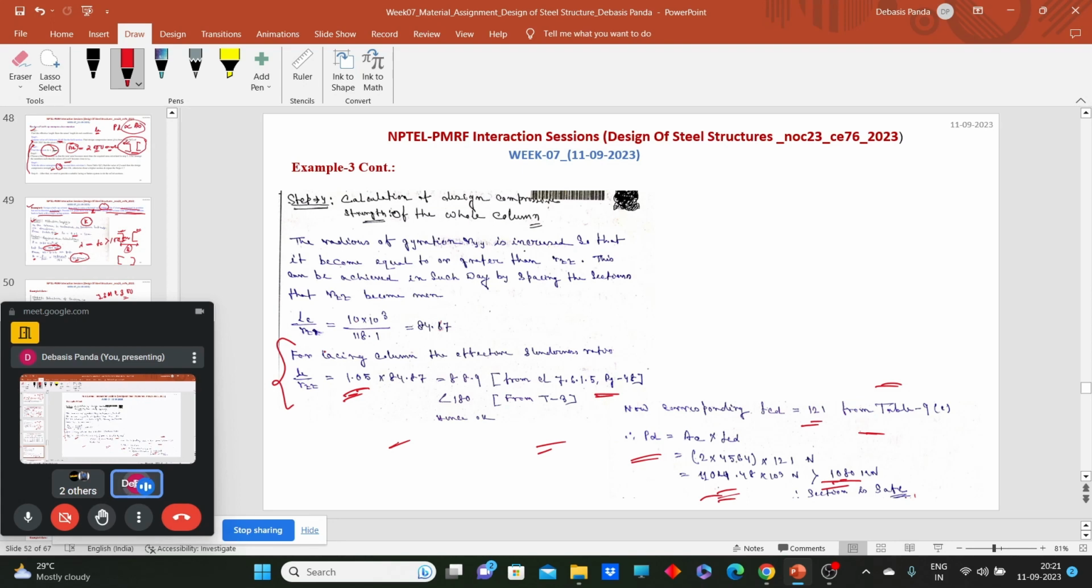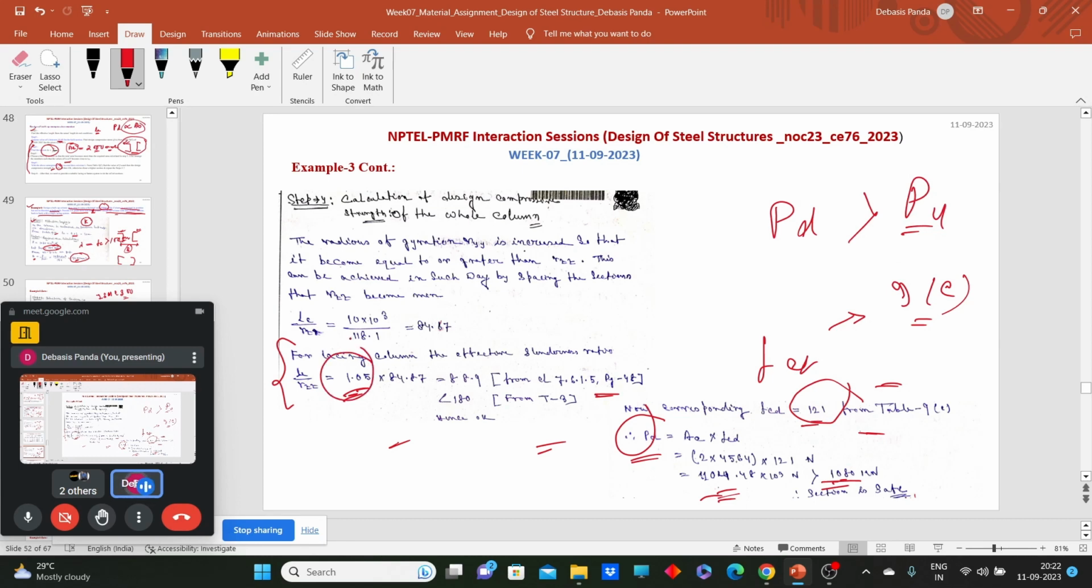So when you calculate the lambda value, the corresponding FCD value you can find from table number 9C. And from table number 9C, when you calculate the FCD value, you can calculate the PD value and check whether your PD value is more than or less than your PU, the factored load value. So here we have seen that the PD value is more than that. Now that 5% increase in slenderness ratio I will cover in the next class. For the lacing and the batten, we have much more specification regarding that. That will take time, and regarding this week's assignments, you don't need that information.